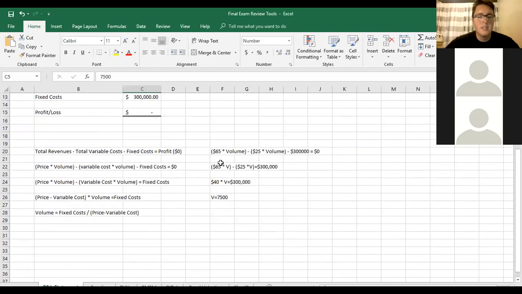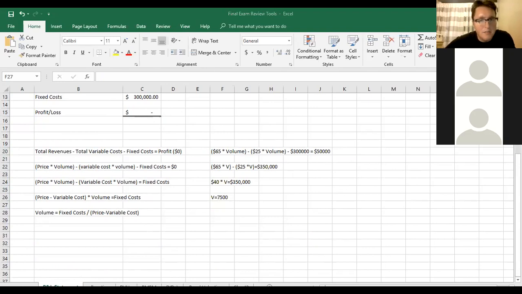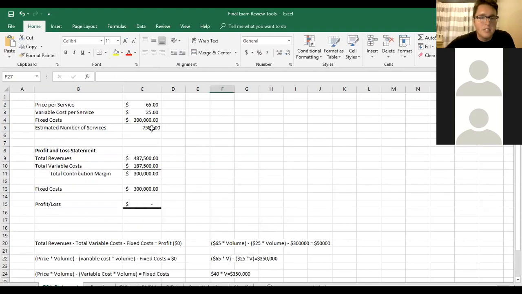Now, if you're trying to solve for a profit variable, all you're going to do is add that in there. So I want to make $50,000, and then that will change the rest of this equation. So then here I'll have $350,000, and then here I will divide both sides, so it'll be 350 divided by that 40. And now my volume is 8,750 visits in order to have my $50,000 profit. And let's check if that's correct.